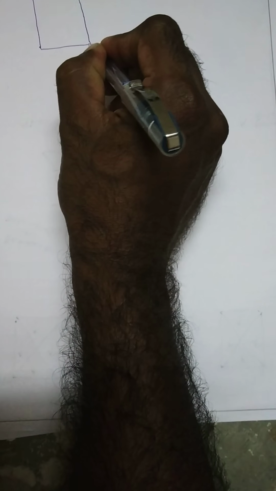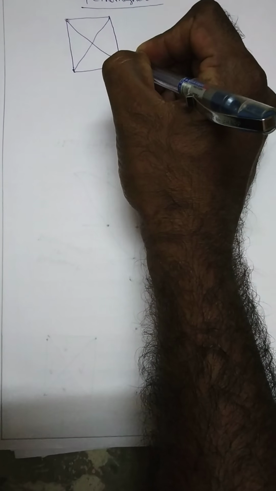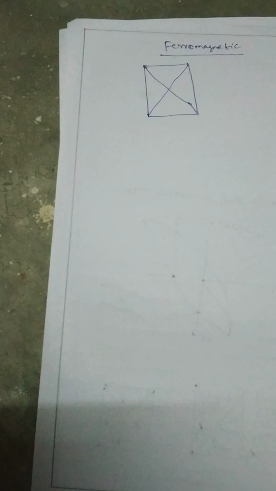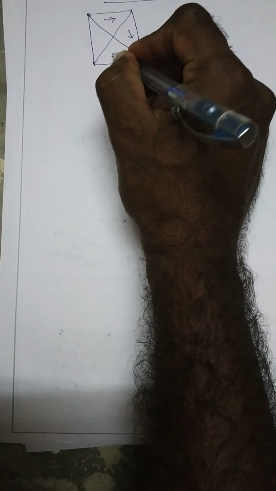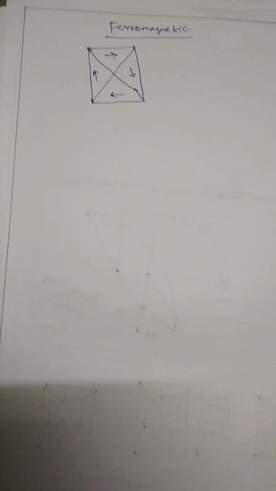Now we are going to consider a small specimen which is made up of iron. Take a small domain. Domain means an extremely small region. Consider this domain of an iron specimen. In this, the atoms are moving, each in its own direction.